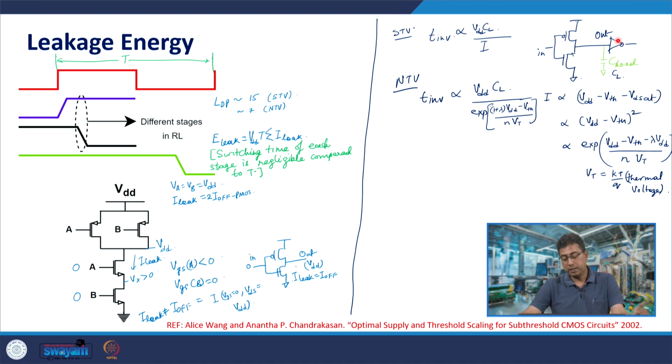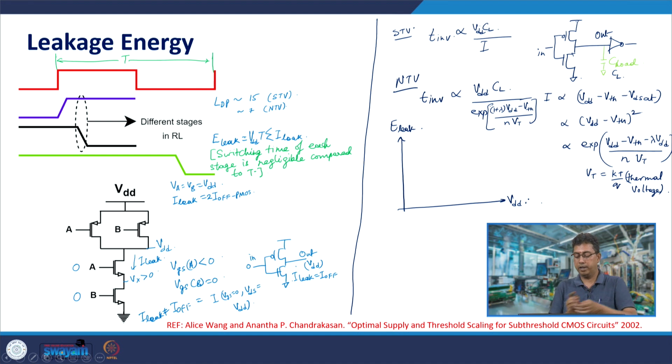So, what is the importance of this? That is why, as we had seen earlier, if we plot leakage energy with respect to VDD, you would find that in the above threshold regime, this reduces because the delays increase, but the value to which the output node needs to be charged or discharged also reduces. And then as you go to lower voltages, the currents now start reducing exponentially with respect to the supply voltage. So, this kind of flattens therefore.